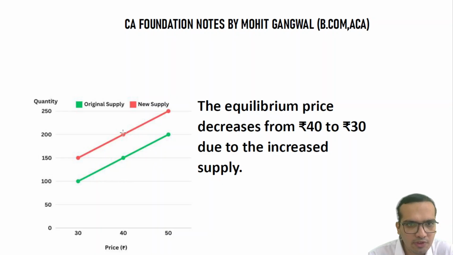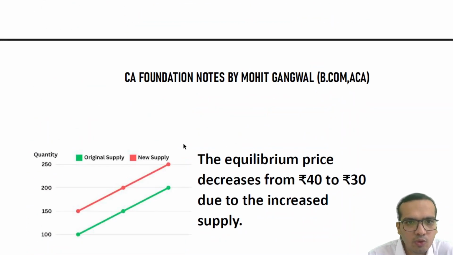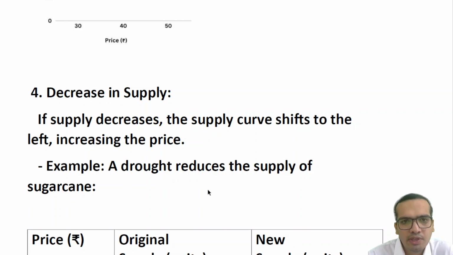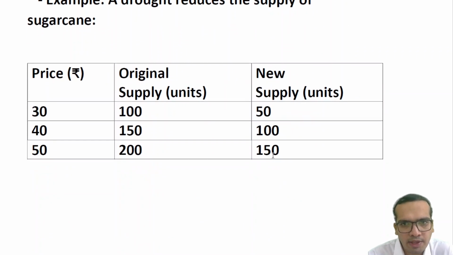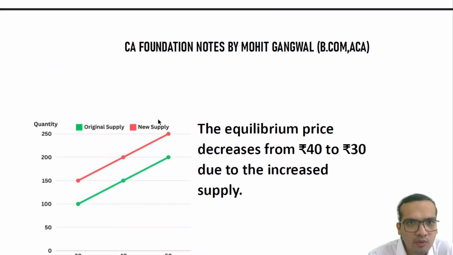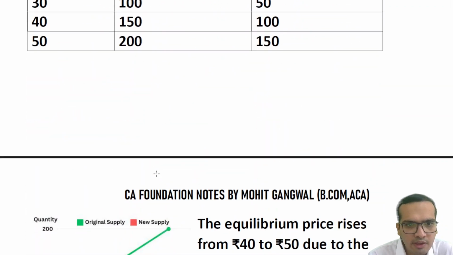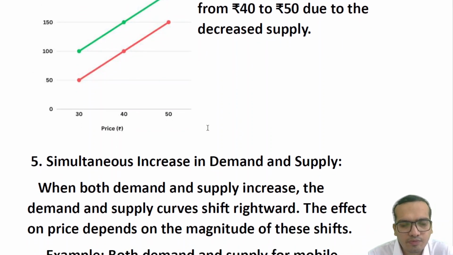So there will be a shift. Then comes decrease in supply. So you will see the green one is the original one and the red one is the changed one. Similarly, we have a fourth case where we will be having reduced supplies compared to the original one. And here also you can see one curve on the upper side and the second curve on the lower side. So green is the original one, and the new supply will be on the lower side.